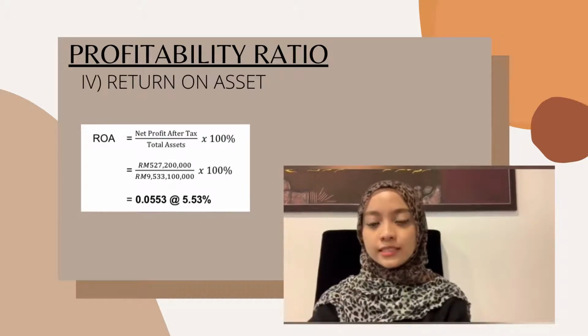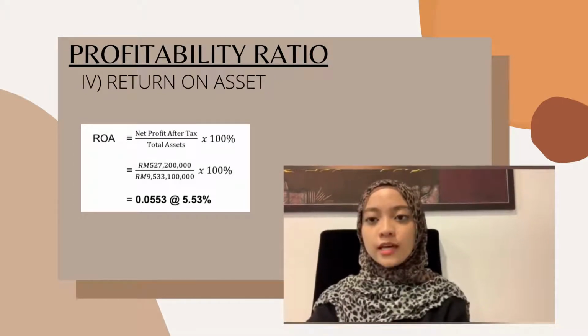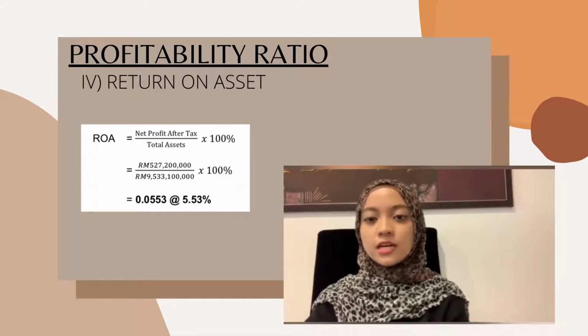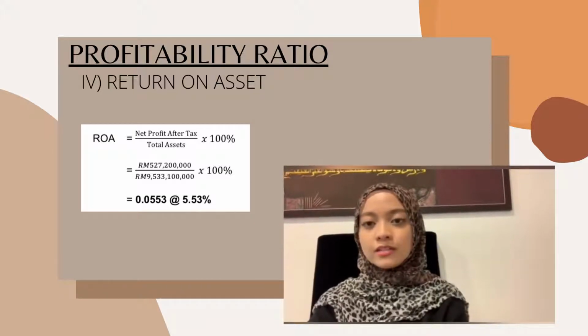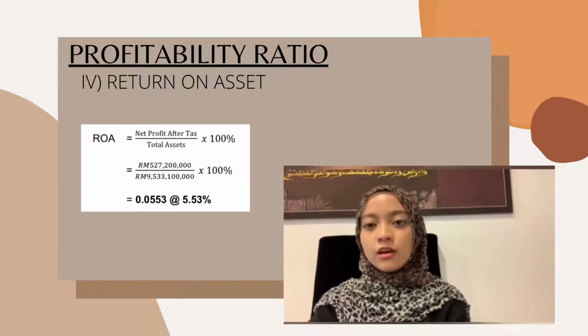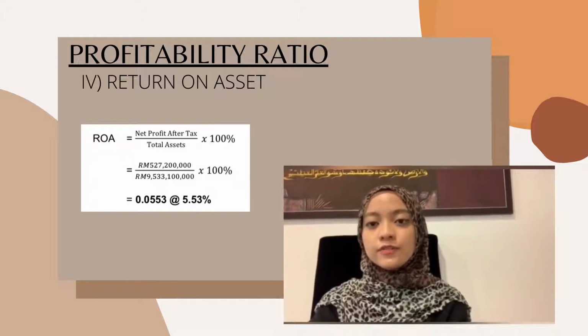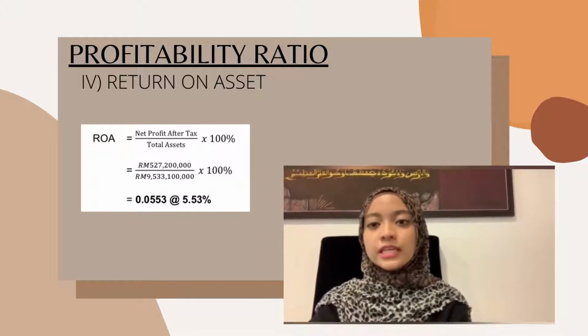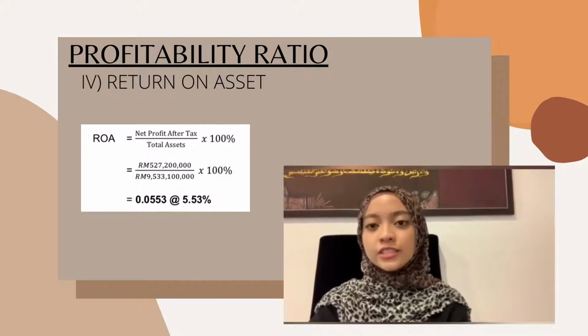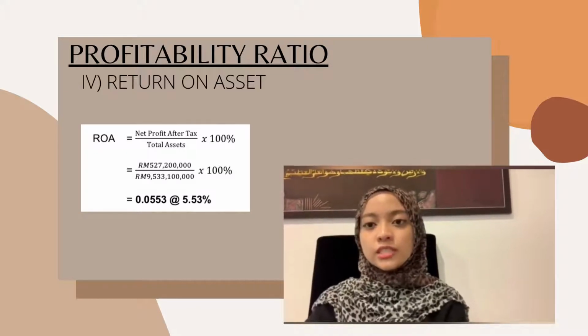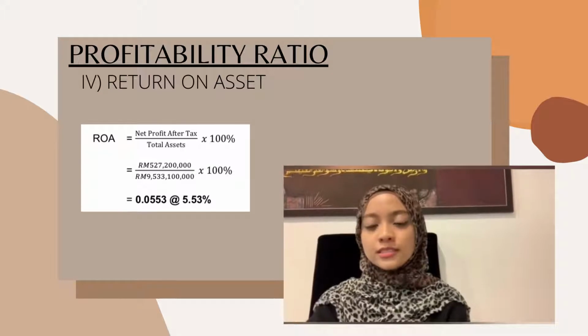For return on asset, the formula is net profit after tax divided by total asset times 100%, which is 527.2 million divided by 9.5531 billion times 100%, equal to 0.0553 or 5.53%. For comparison, IOI Corporation Berhad's return on asset is above the industry average. This indicates that IOI Corporation Berhad is efficient enough in using its assets to generate return for the ordinary shareholders.